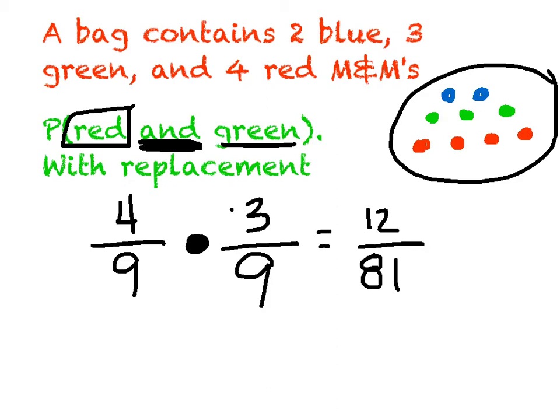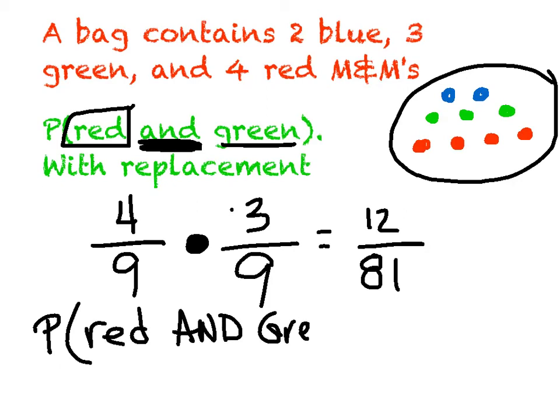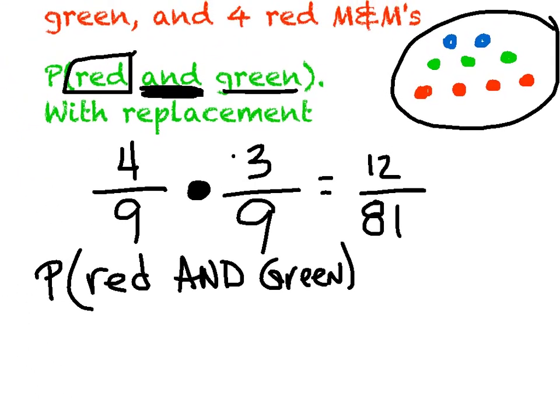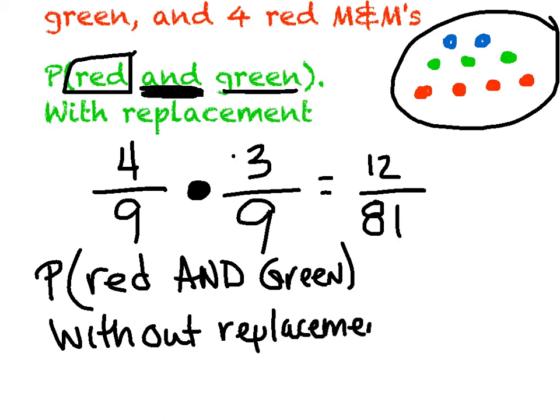Let's try another one. Let's say I want the probability, and let's just tweak it a little bit. Let's say red and green. And this time, instead of with replacement, let's do without replacement. All right, so that means after you first pick one M&M out, you are not putting it back in the bag. So think about that. If you had 9 M&Ms to begin with, you pull one out, and you don't put it back, how many do you have left? Well, hopefully you said 8.